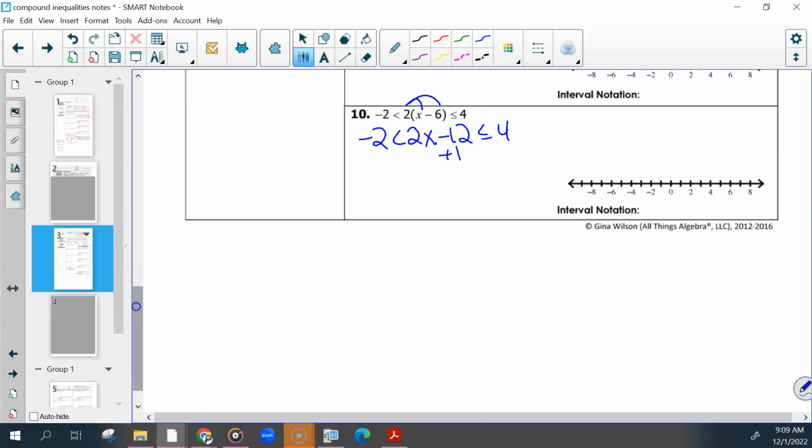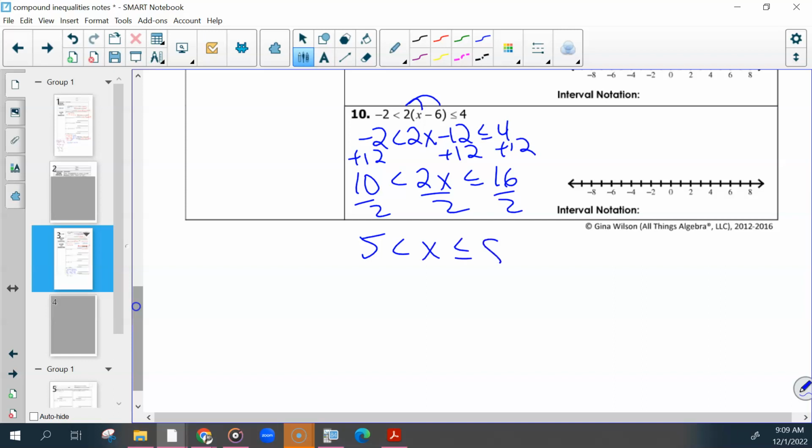Add 12 to everything. So we're going to end up with 10 is less than 2x, which is less than or equal to 16. And divide everything by 2. So 5 is less than x, which is less than or equal to 8.